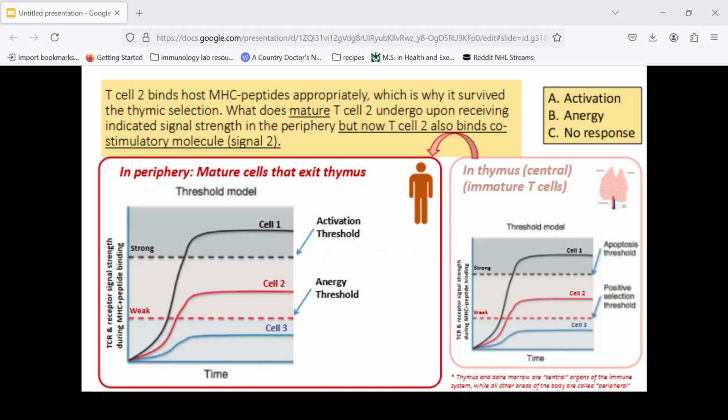In the thymus, because we don't have any signal 1 or any signal 2 or signal 3, if it binds above that threshold, that means that in the periphery, it would be automatically activated. Because our apoptosis threshold in the thymus is the same as our activation threshold in the periphery.